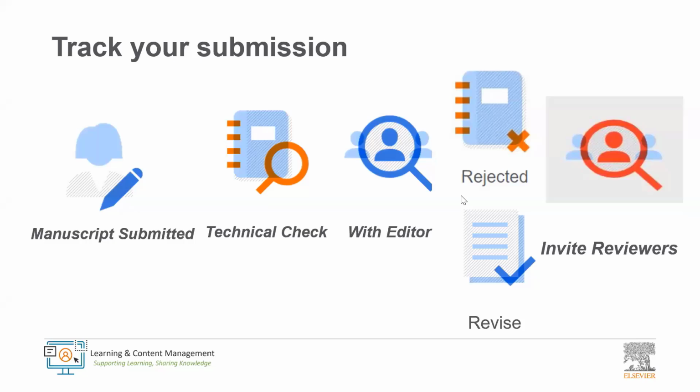If the editor decides that your paper is a good match for their journal, they will then identify 2 or 3 independent reviewers, depending on the journal configuration, and send them an invitation to review your manuscript.